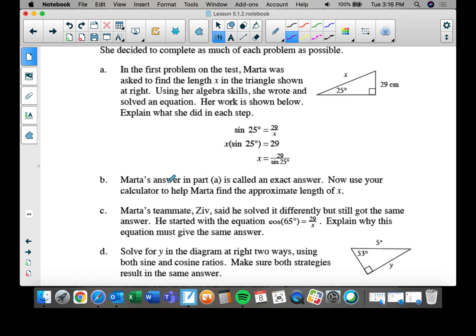Okay? So if you notice, this is what's called an exact answer. But we obviously want to go further than that, because I don't want x to equal 29 over the sine of 25. I want to actually get an actual length for that. So you type that into the calculator and round it.